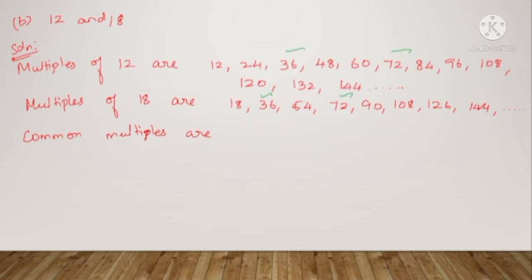72 is present in both the cases. 108 is present in both the cases. So 36, 72, 108. So this is the answer for the third question, second subdivision.